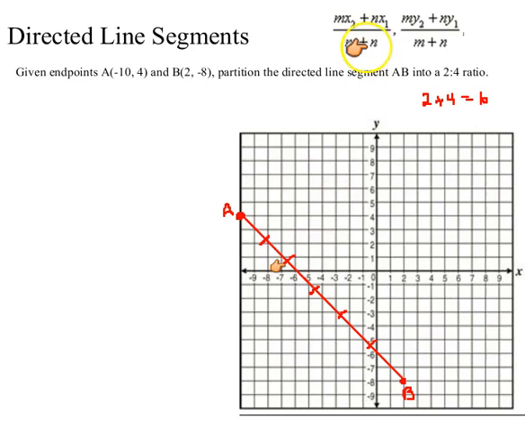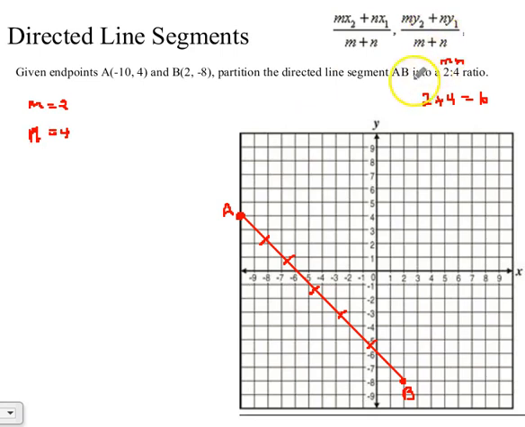So what we can use is the section formula to help us find that coordinate. Okay. Now notice we have M, N, x2, x1, and what do these represent? Well, first of all, M and N come from the 2 to 4. Okay, M is going to be the first number in the ratio and N is going to be the last. So we know that M equals 2 and N equals 4.